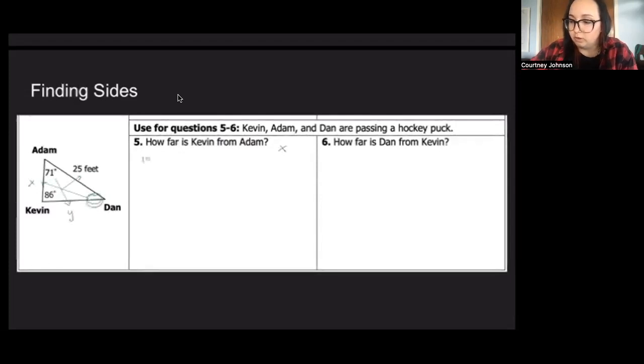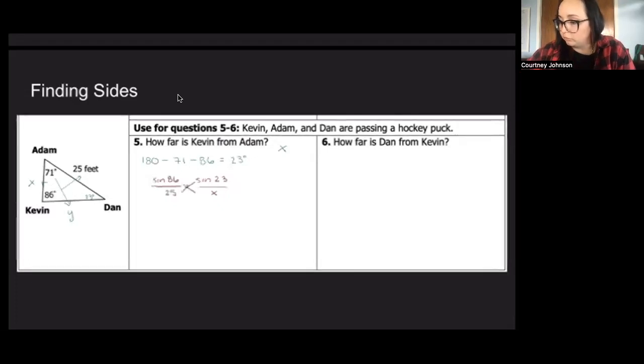So we know that a triangle adds up to 180, so we can subtract the 71 and the 86 that we already know we have, and we can get 23 degrees. So we know that Dan's angle is now 23 degrees. Okay, and we'll use that in our setup. So now we know that 23 and X go together. So we have sine of 86 over 25 equals sine of 23 over our X, because that's what we're looking for. We're looking for that distance between Adam and Kevin.